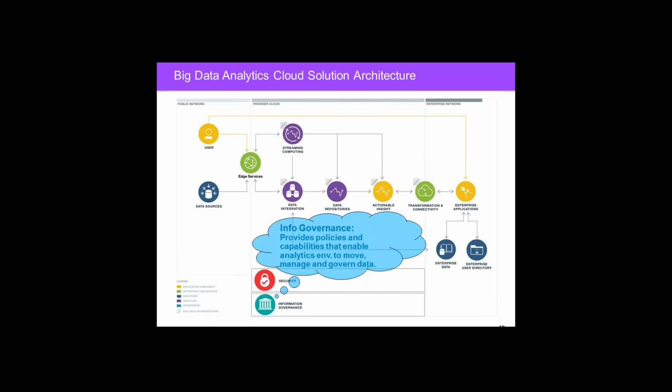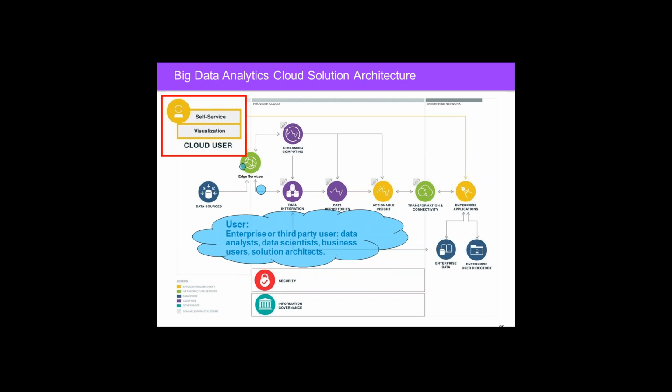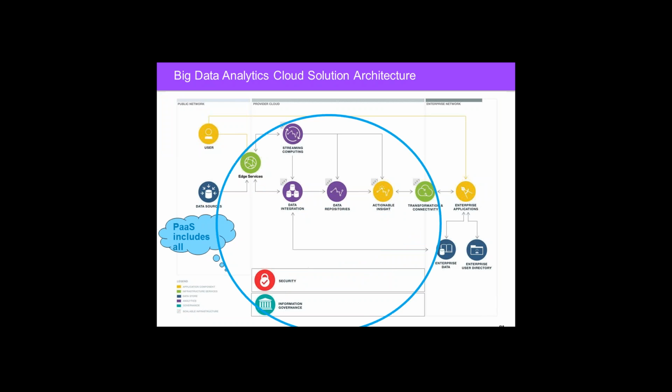Next slide, please. So I hope by now you have a good overview of all of the capabilities within the big data analytics solution within a cloud environment. And then slide 21 provides you a bird's eye view of, okay, so I missed one slide, which is to do with the cloud user.